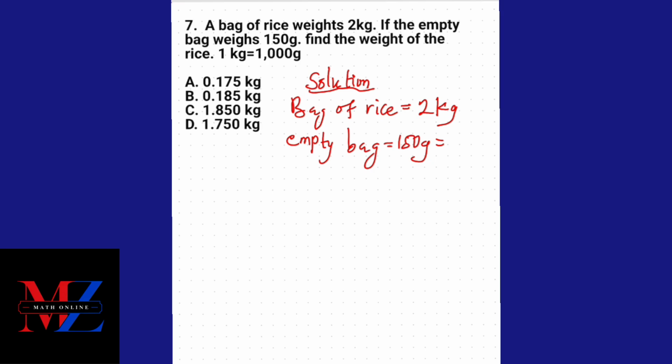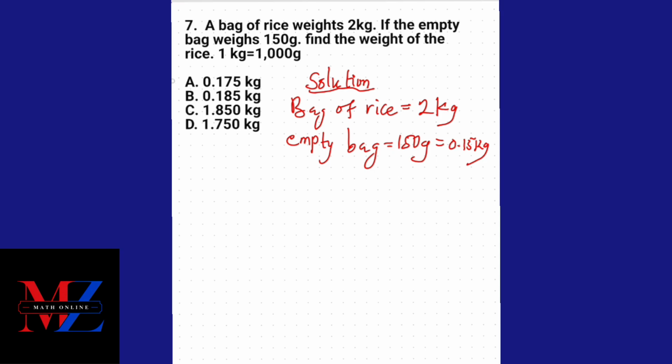Now in the question, they even help us by giving us the conversion that 1 kilogram equals 1000 grams. So if 1 kilogram gives us 1000 grams and we're going to convert 150 grams into kilograms, we simply divide 150 by 1000, and when we divide 150 by 1000, we get 0.15 kilogram. So that means that 150 grams will give us 0.15 kilograms.